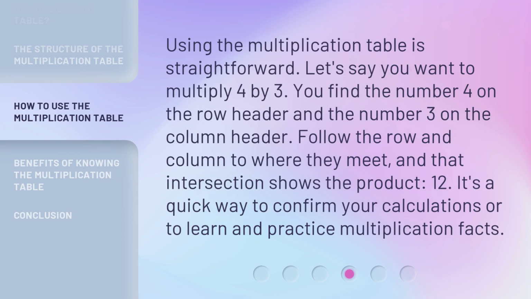Using the multiplication table is straightforward. Let's say you want to multiply 4 by 3. You find the number 4 on the row header and the number 3 on the column header. Follow the row and column to where they meet, and that intersection shows the product, 12. It's a quick way to confirm your calculations or to learn and practice multiplication facts.